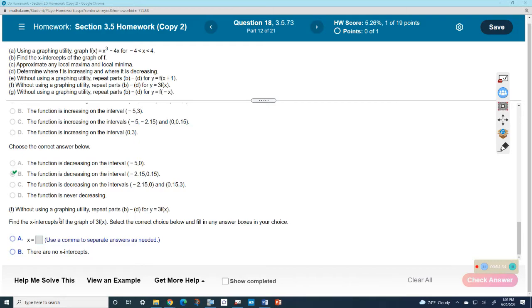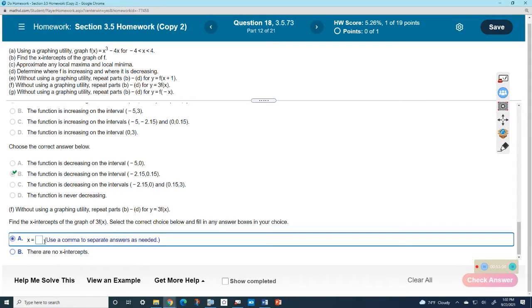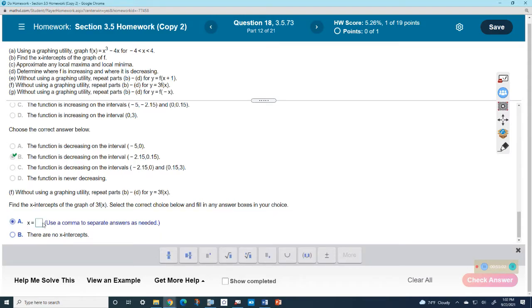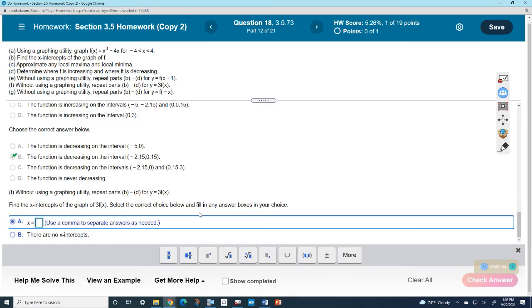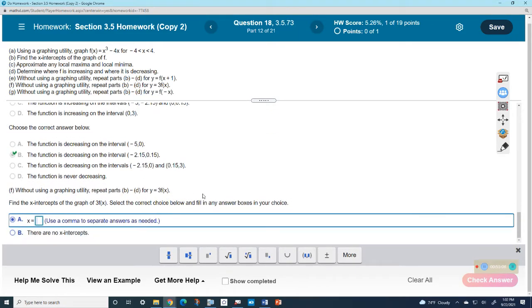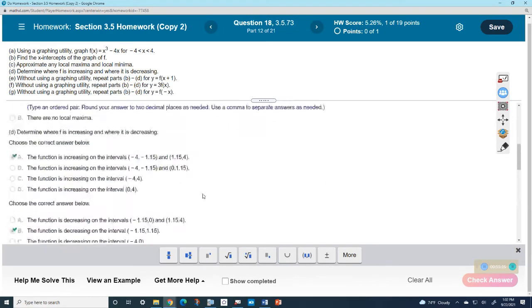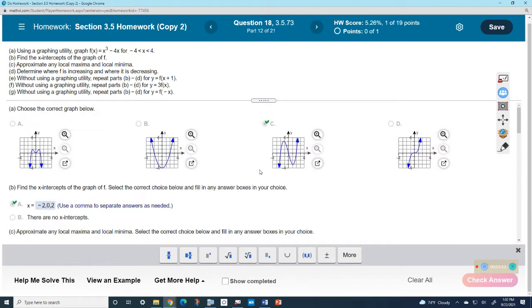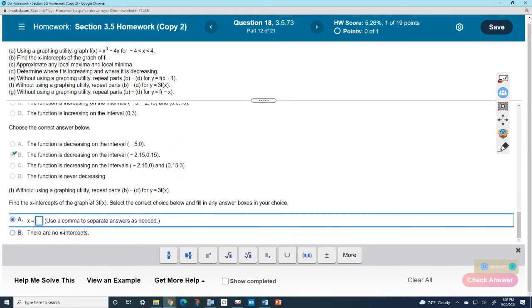So when it says find the x-intercepts of the graph, those x coordinates aren't going to change at all. They're going to be the same x coordinates as they were, because multiplying by 3 in front of the whole thing only multiplies the y coordinates. So whatever my x coordinates were before, that's what they are now. So before they were -2, 0, and 2, so they're going to be -2, 0, and 2 again.